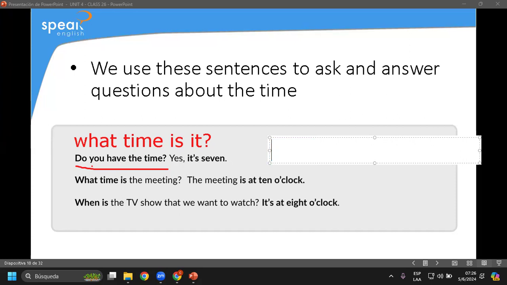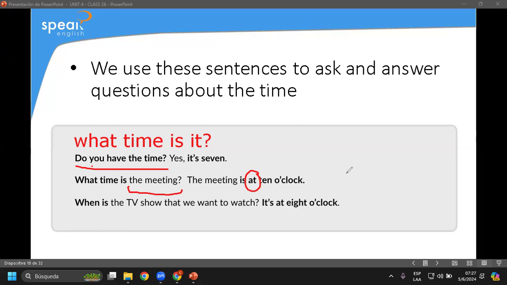Okay. So another way to ask questions about the time is using a noun. This is for a specific activity. For example, what time is, and then we ask, for example, what time is the meeting? What time is the dinner? What time is the movie? And how are we going to answer? The meeting is, and look at this one. We add the preposition at.